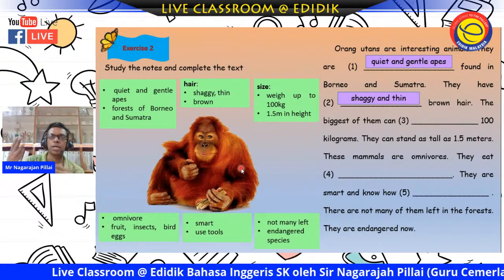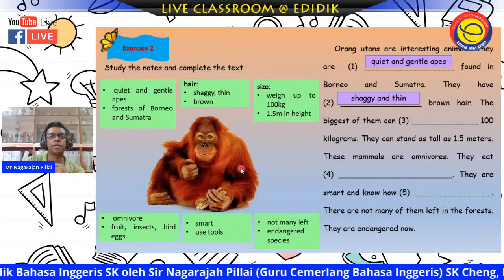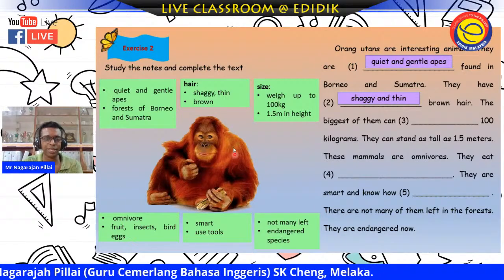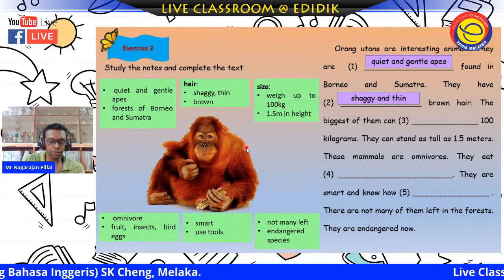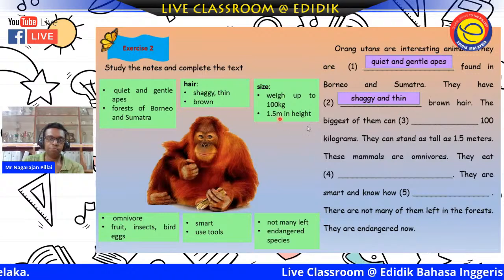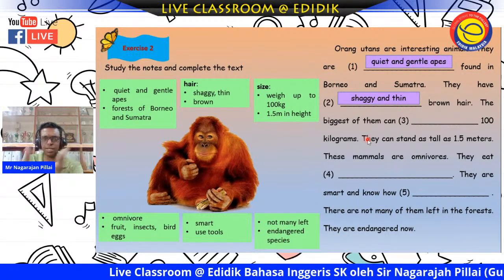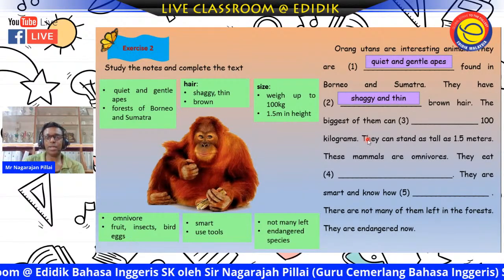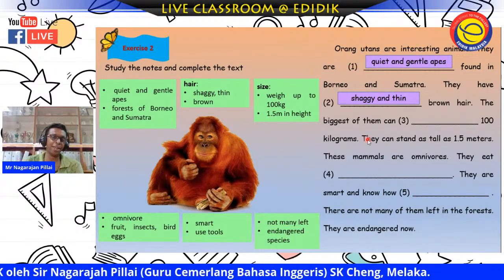Shaggy means untidy. Okay, thick, untidy, long. If you look at the picture of the orangutan here, you can see the fur is long and untidy, unkept. And we have thin. So how do we combine? We have shaggy, we have thin, we have brown. Why can't I write shaggy, thin, and brown hair?